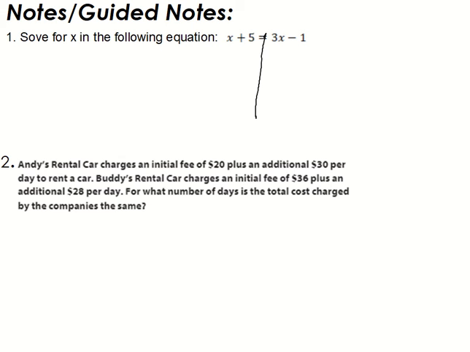Remember, coefficient is the number in front of the x. It's being multiplied with the x or the variable. So this coefficient of x is 1. Remember, we can just even put the 1 there. And this coefficient of x is 3. So the smaller coefficient is 1, so that's the one I'm going to move.